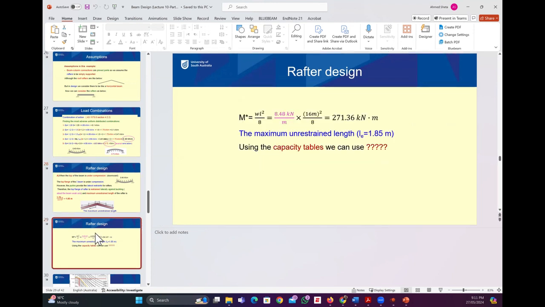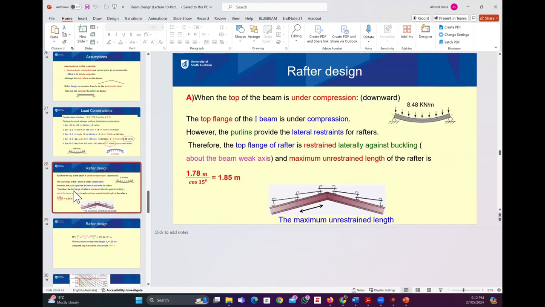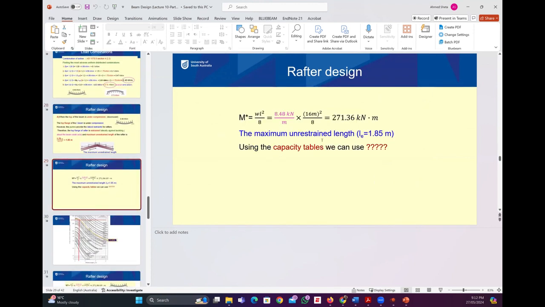So if you look here, the span of the beam, how much was the span of the beam he designed? 16. What was the maximum unrestrained length for this beam? 1.85. Why is it 1.85? Because the spacing between the purlins is 1.85. So this bracing or this purlin doesn't change the moment. It just changes the value of L effective you use in the table.